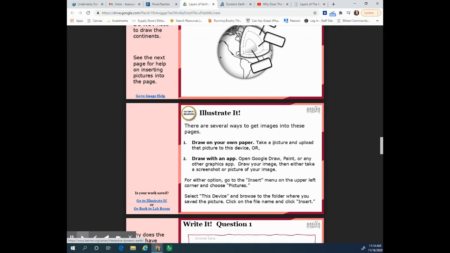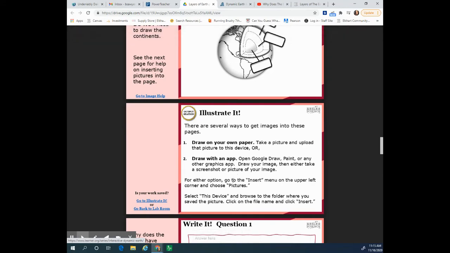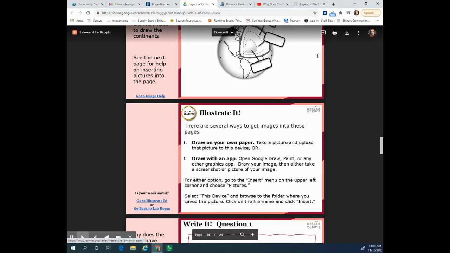You're going to draw on your paper and take a picture and upload that picture onto this device. Or if you feel like it, you can open Google Draw, Paint, or any other graphics app and draw your image, then take a screenshot or picture of your image. For either option, you're going to click on the plus button at the top and it's going to click down and you're going to insert your picture right here.